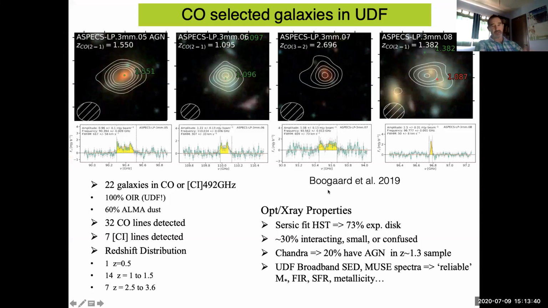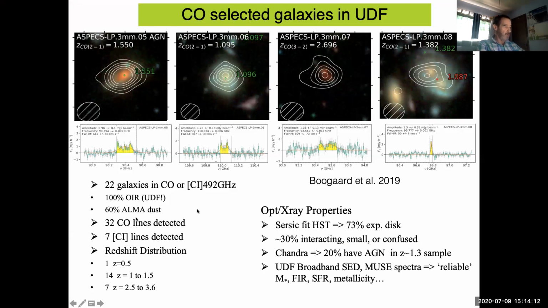So let's just jump right into it. What are the properties of the CO selected galaxies? Again, the UDF is absolutely critical for this. I show here 4 typical galaxies from the survey. I really didn't pull these out in any specific way for certain properties. In terms of the numbers, we get 22 galaxies in either CO or the carbon 1 line at 492 gigahertz. 100% optical identifications, optical IR identifications. It is the UDF. Most of them detected in dust with ALMA.